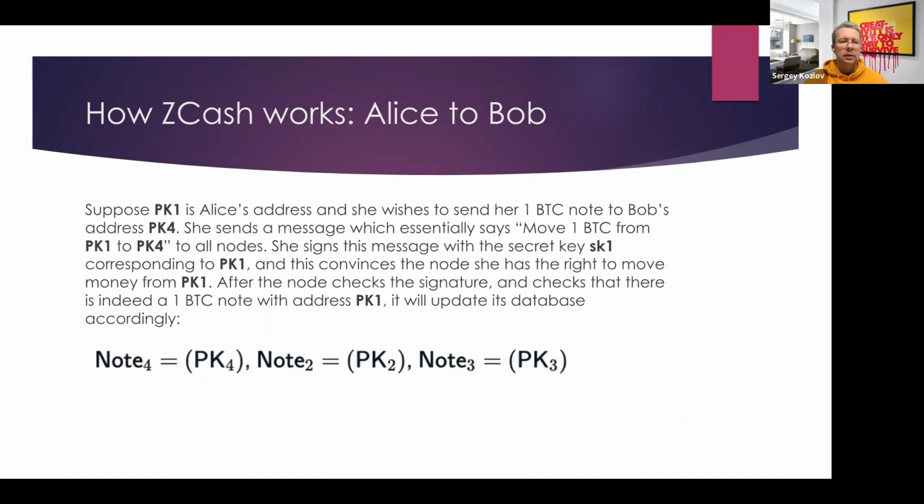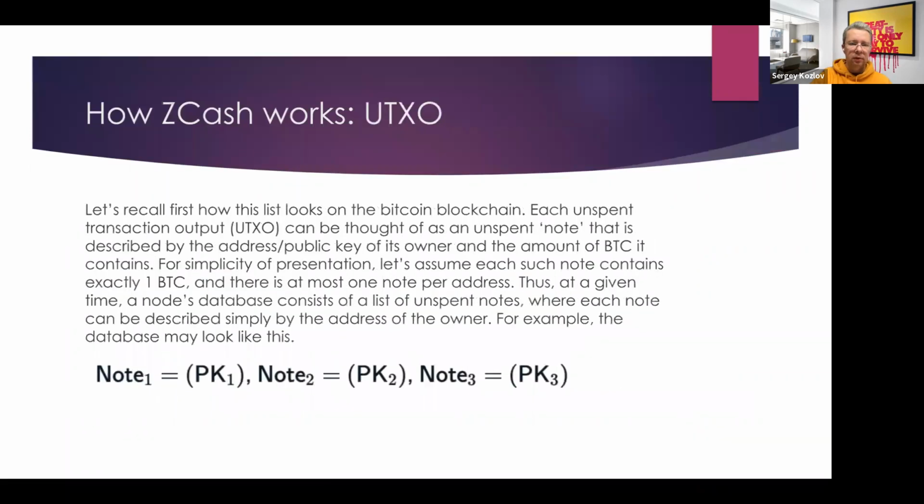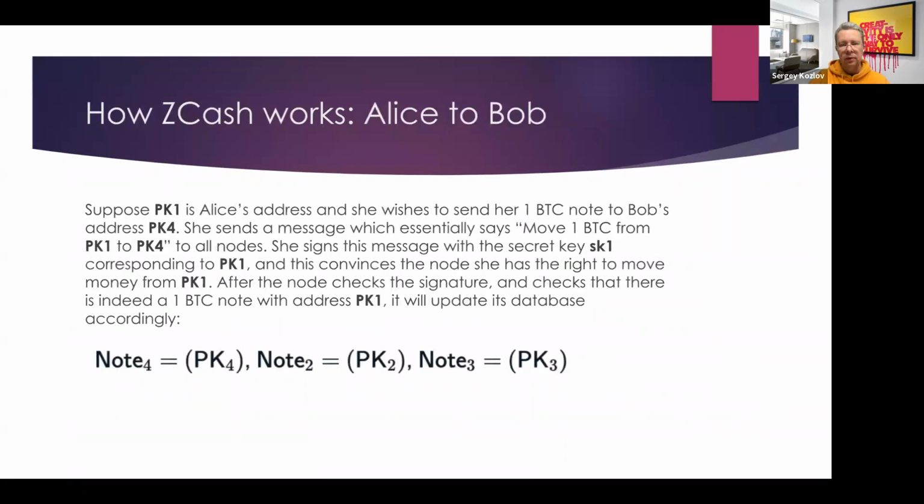And then if we send from our public key 1, that's Alice's address, to Bob's address, public key 4, what happens on the blockchain is actually we issue a new node, node 4, which is equal to public key 4. Public key 1 here, we simply erase it from the blockchain. It's no more. Public key 1 does not own our Bitcoin. So that's how we move our tokens in Bitcoin.